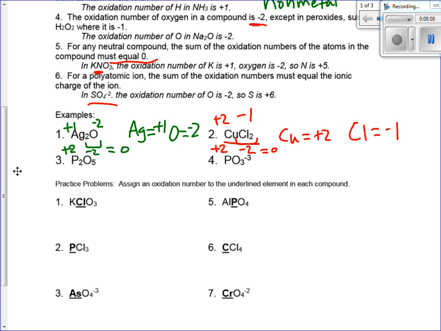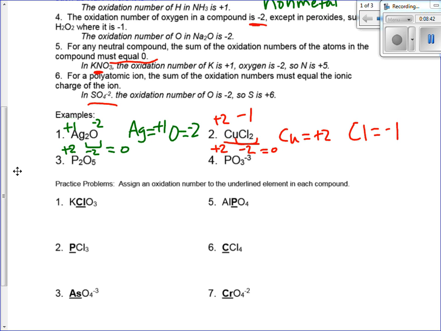Now number 3 is an interesting one. Does anybody notice anything interesting about number 3? What kind of compound is number 3? What kind of compound is P2O5? I think it's ionic. Is it ionic? Is there a metal there? No, so I think it's covalent. It must be covalent. Good. And covalent compounds, what do they do with their electrons? Are they transferring them or sharing them?